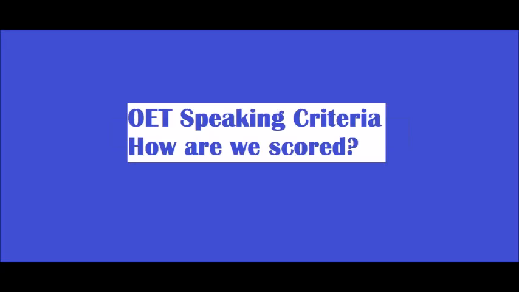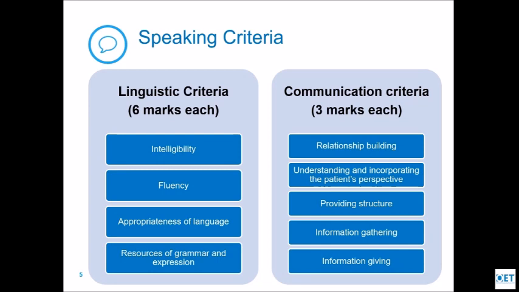In this video I'm going to talk to you about the criteria for scoring OET. As you can see, the OET speaking criteria is now two types. Linguistic criteria, which means language skills, with 6 marks for each criterion.